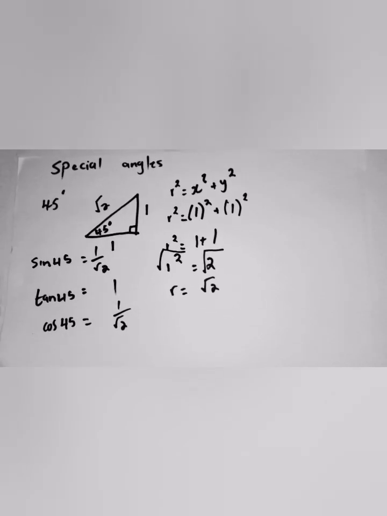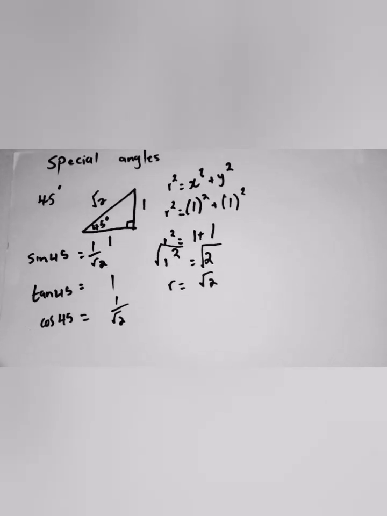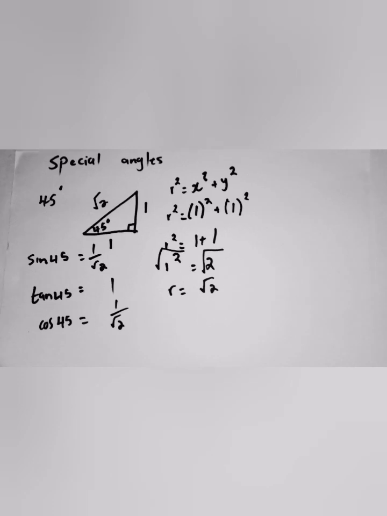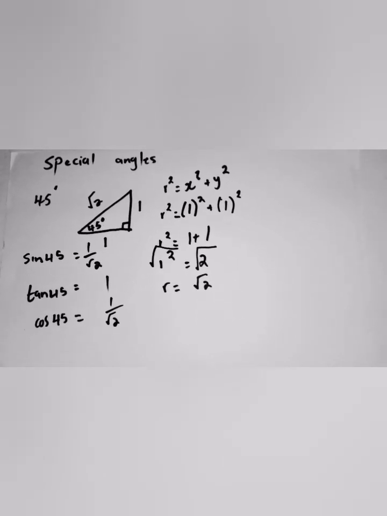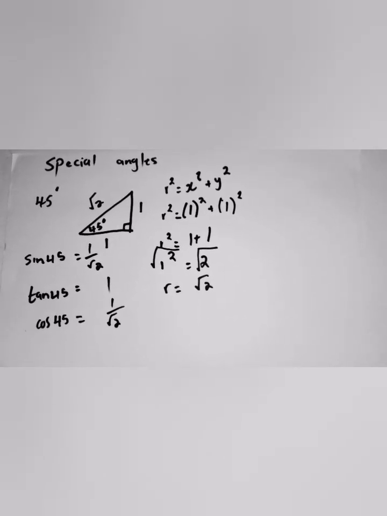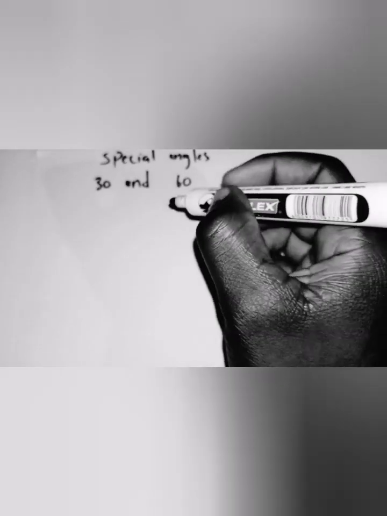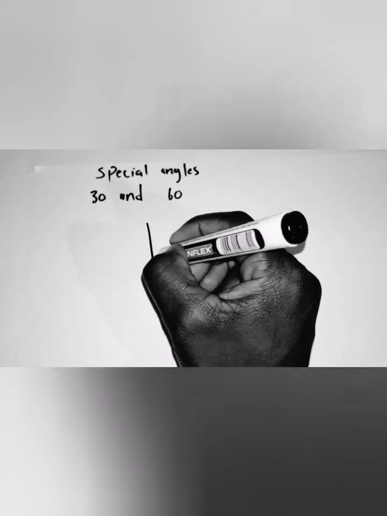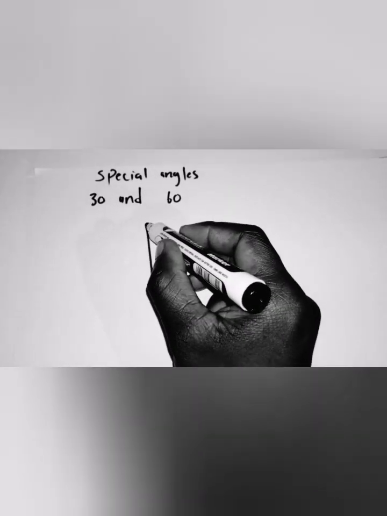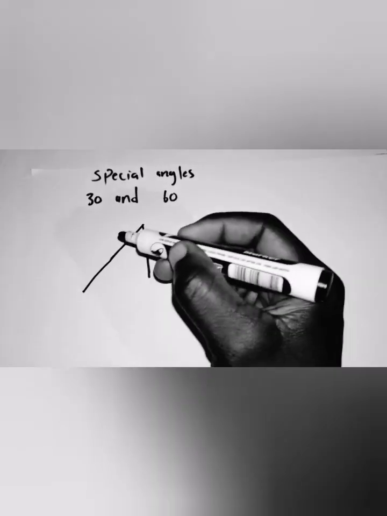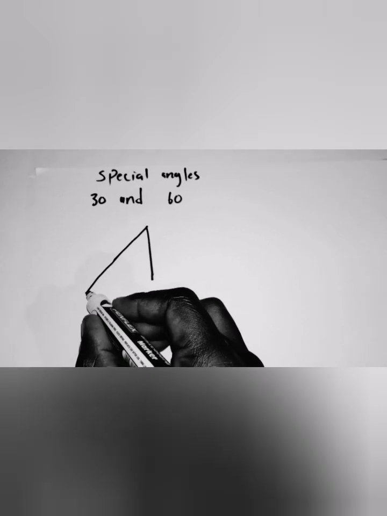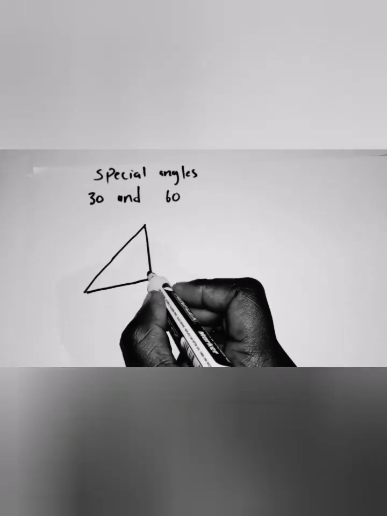Okay, so it is very important for you to know this. I'll remind you where this is going to help us. Now, special angles of 30 and 60. So 30 and 60, they go together. Now, again, we have a right angle triangle that is split.